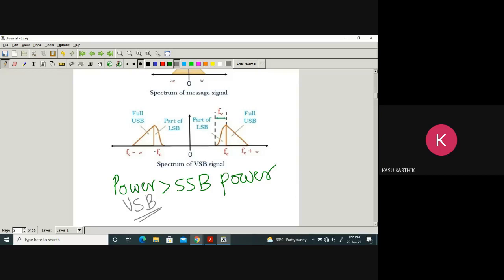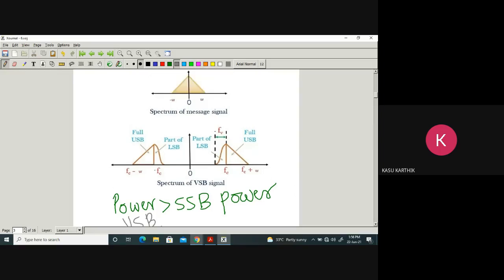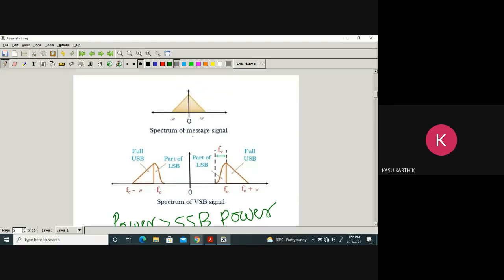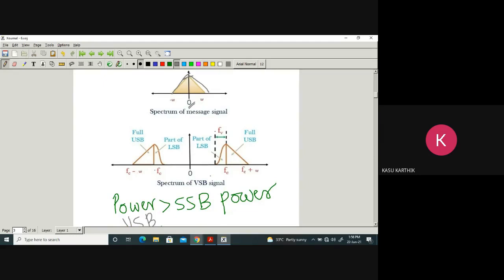So it is a vestigial sideband modulation. Please remember, here I have taken a message signal which is having a power at 0 frequency. Actually, it has got more amplitude at 0, which means it is starting from 0. It has got significant power at 0 frequency. So if it is so, you get like this. Now, this is about vestigial sideband modulation.